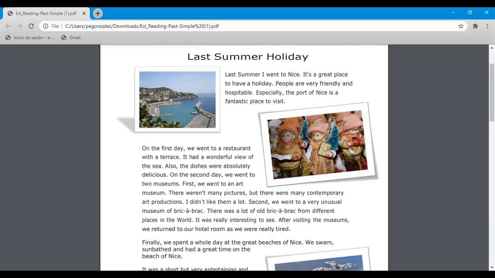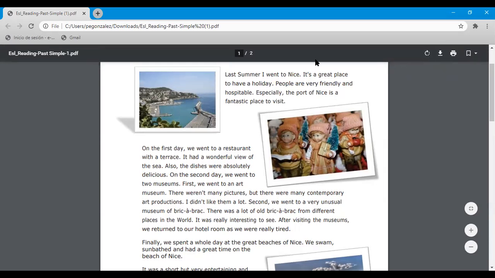Went to a restaurant. Excellent, very good. Went to a restaurant and enjoyed the dishes, right? Enjoyed the food, and he describes that the food was delicious. What was the second activity that is being described in this reading that was part of the itinerary?